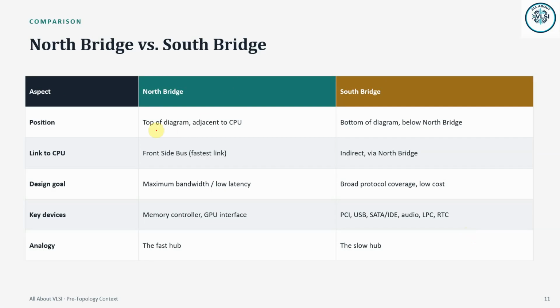Now, if I want to again recap using this table, north bridge is basically present at the top of the diagram adjacent to the CPU, and south bridge is connected at the bottom of the diagram below the north bridge. It is linked to the CPU via the FSB, and south bridge is indirect, it connects to the CPU only via the north bridge. The design goal of the north bridge, why we are using it, is to get maximum bandwidth and have lower latency. And why are we using south bridge is to have maximum protocol coverage and lesser cost, because we are implementing everything in a single chip, which is nothing but my south bridge.